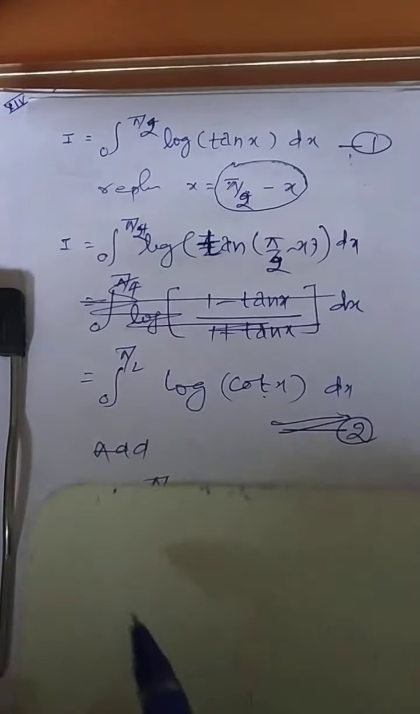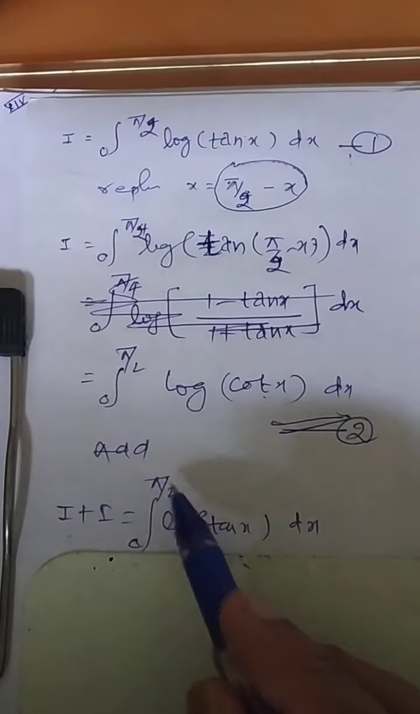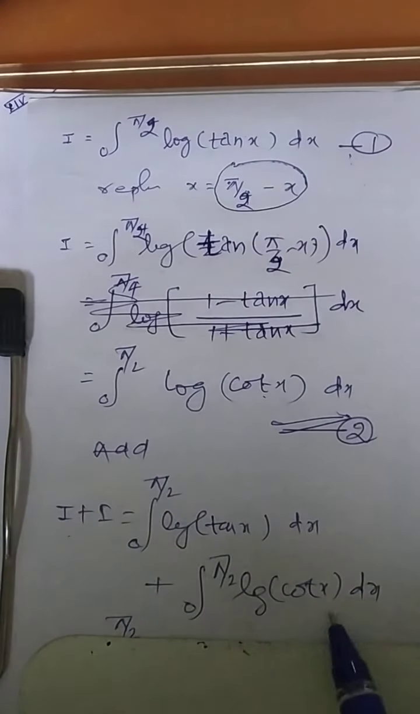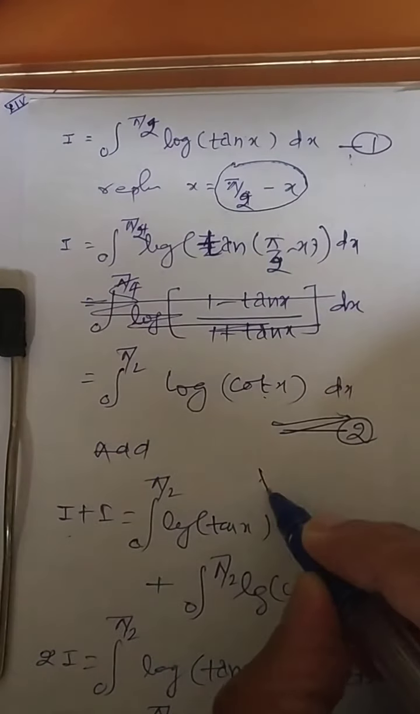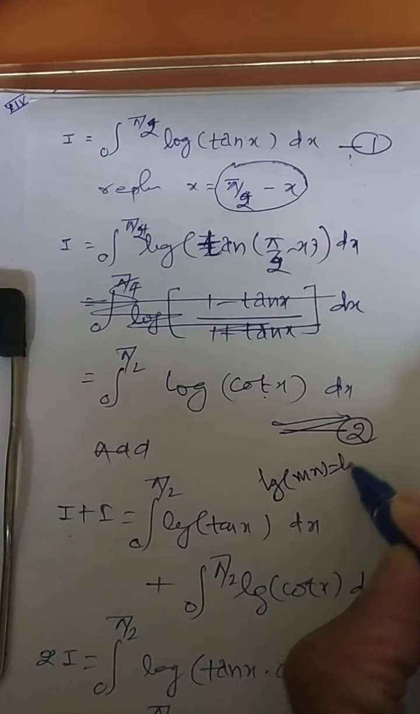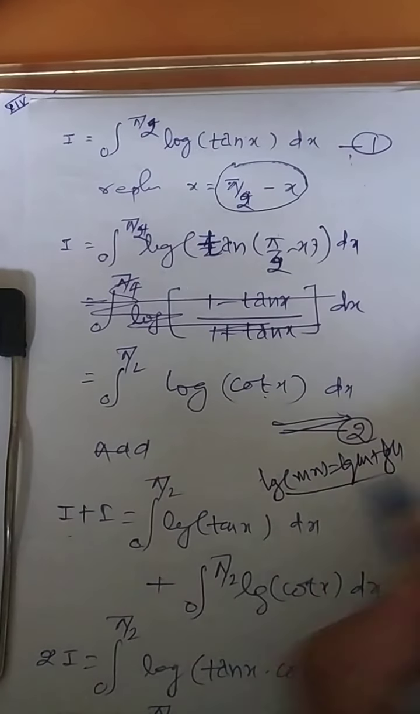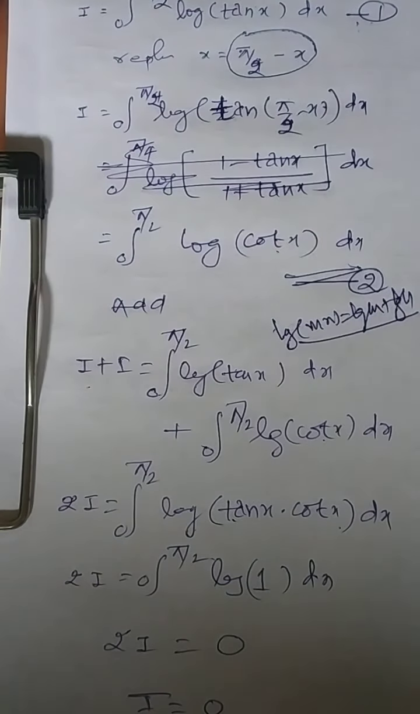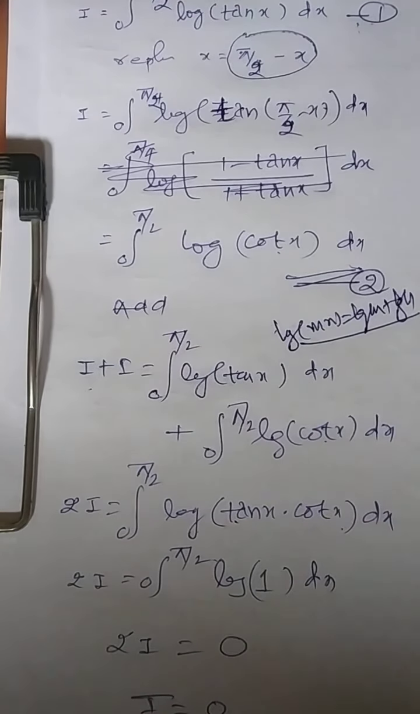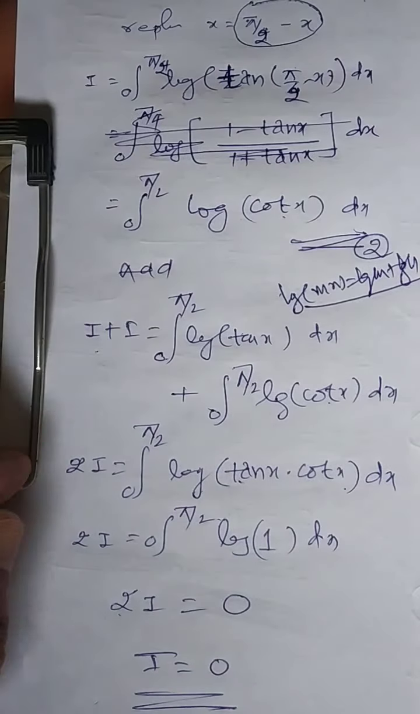Now first and second to be added. So it will be 0 to pi by 2 log of tan x plus 0 to pi by 2 log of cot x. So it is 2I, 0 to pi by 2 log of tan x into cot x. This rule, log of m into n is nothing but log m plus log n. Here it is multiplication, tan into cot, but tan into cot is 1 and log of 1 will be 0. So 2I is 0, so the entire expression will be 0. Therefore the given integral I will also be 0.